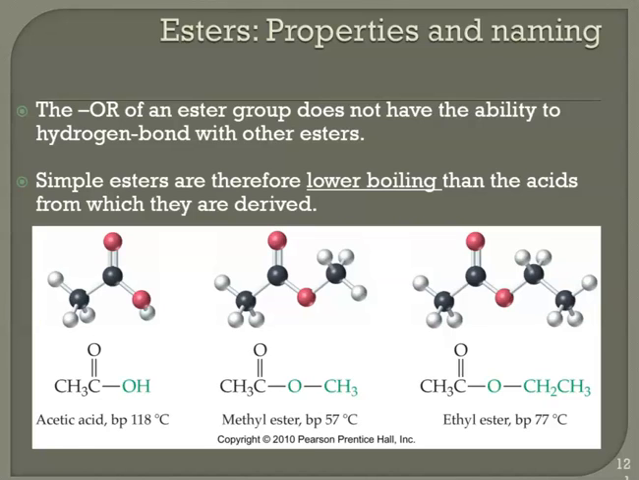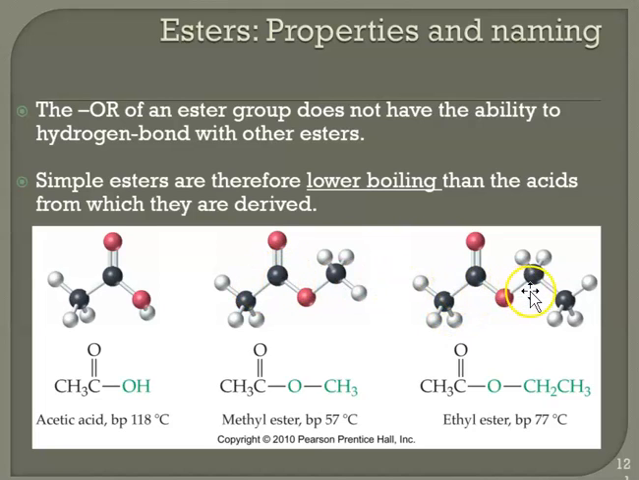So these OR groups of an ester do not have the ability to hydrogen bond, remember, because for example, this carboxylic acid has an oxygen attached to a hydrogen here. Once that reaction were to occur, if something were to replace this and we have an OR group, now there's no hydrogen attached to an oxygen anymore. So we can't have hydrogen bonding. This molecule cannot hydrogen bond. Other things can hydrogen bond with it, but it itself cannot hydrogen bond with itself.